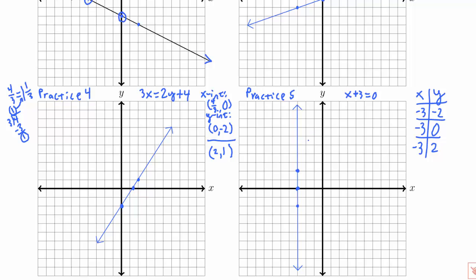Now notice that this is a vertical line. In the next section, or even further beyond, the m here is actually undefined, just for future reference, because we will come to this later on when we're talking about slope. This is an undefined slope.